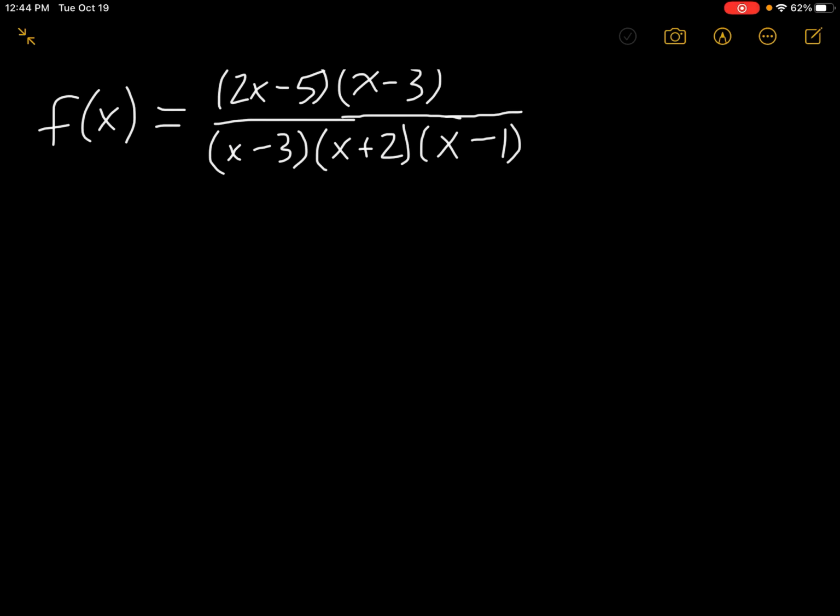All right, we're looking at this function f of x. It's a rational function, kind of like the one I had on the board yesterday. I know it's different. We're just going to analyze this function, put down all the information about it we can, and then sketch a graph.